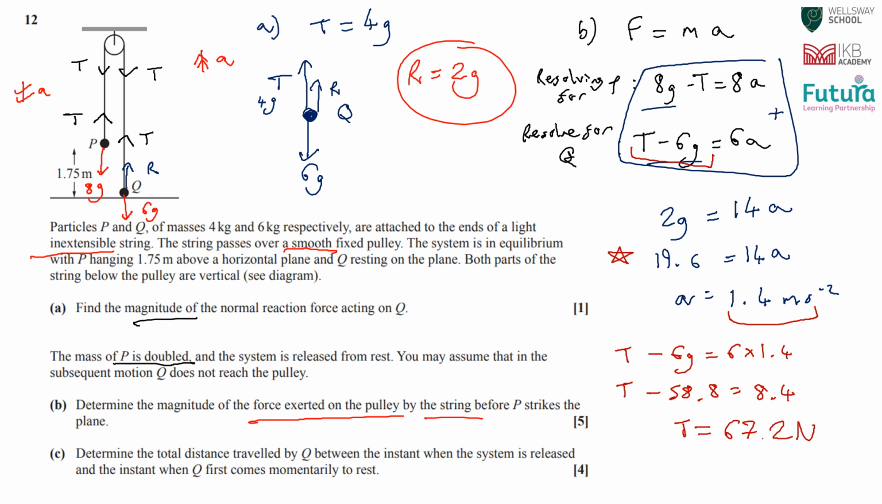The reason that it isn't is because we're looking for the magnitude of the force exerted on the pulley. Focusing on the pulley, it's got 2 forces acting on it by the string. It's got 2 lots of tension, because it's got tension acting on it both ways. So 2 lots of 67.2 is 134.4 newtons, like that.